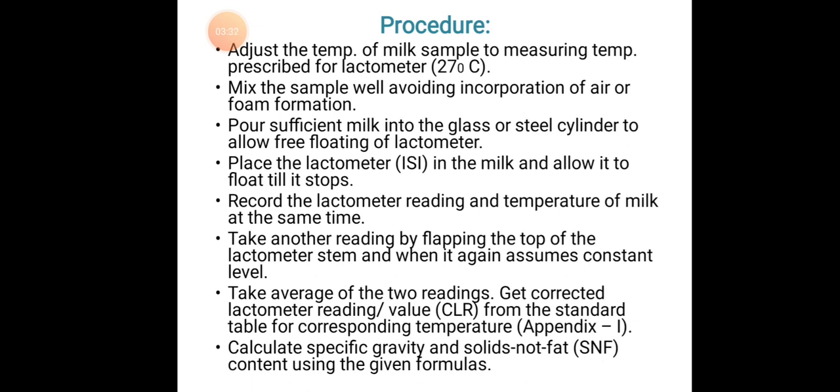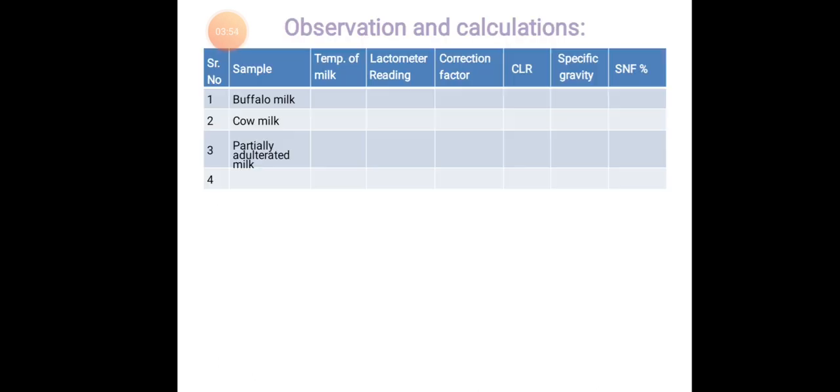Take another reading by flapping the top of the lactometer stem, and when it again assumes a constant level, take the average of the two readings. Get the corrected lactometer reading, or value CLR, from the standard table for the corresponding temperature. Calculate the specific gravity and solids not fat content using the given formula. Observations as well as calculations can be noted down in the table given in this slide.